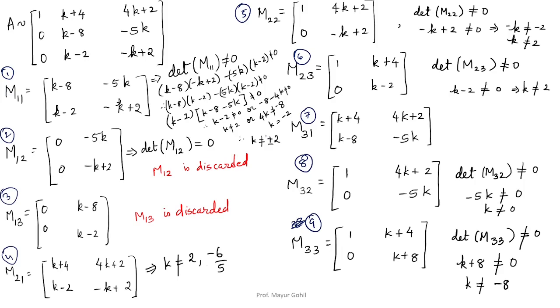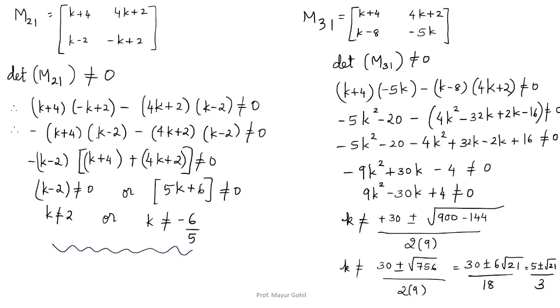Now when we go for M31, what do we observe? For M31 again we get a quadratic equation, which is not so nice as the previous ones. We simplify this quadratic equation and we get that k cannot be equal to 5 plus minus root of 21 upon 3. K cannot take this number. So this is what we get, k cannot take this value.